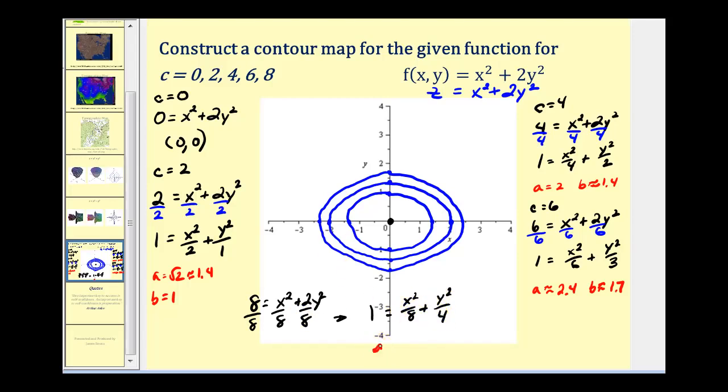So a is the square root of 8, which is approximately 2.8. b is equal to the square root of 4, or b is equal to 2. So to create the last level curve, we'll go left and right 2.8 units and up and down 2 units. And here's our last level curve.